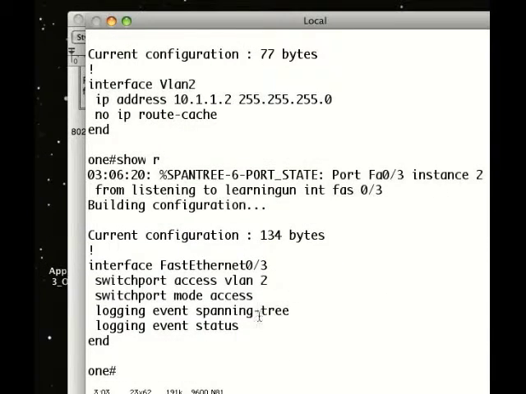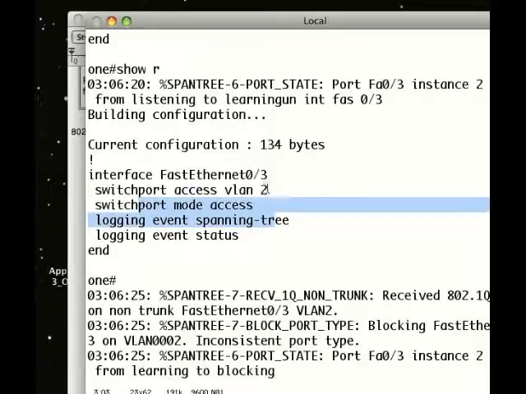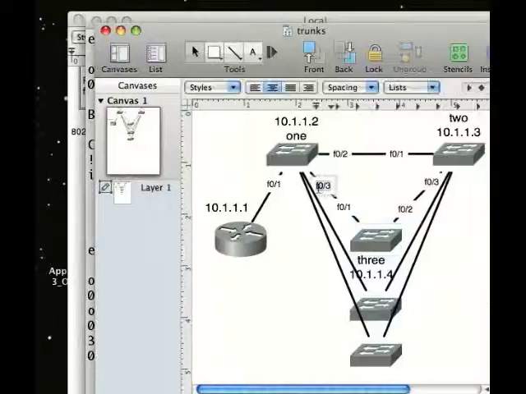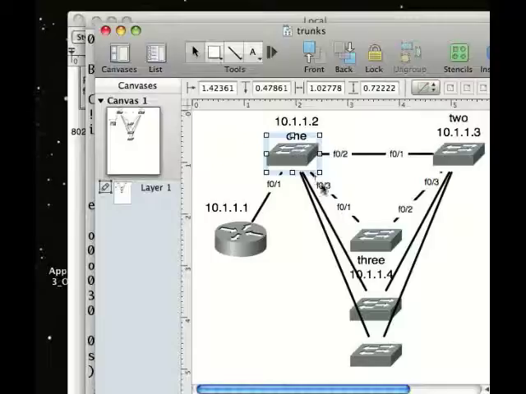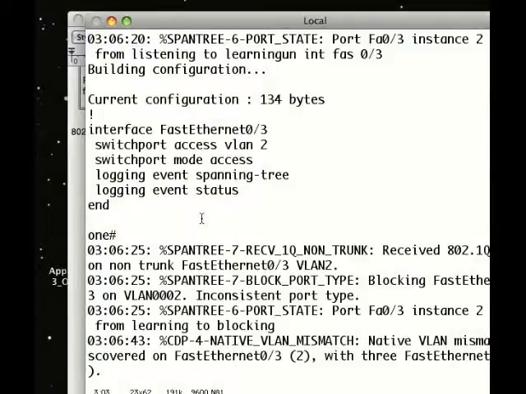Okay, so I'm back to having my native VLAN. I'm back to having fast Ethernet 0/3 being on VLAN 2, and the IP address is the IP address that should be on VLAN 1. Meanwhile, on switch 3, the trunk is in mode on, so it's going to be trunking whether we like it or not, and its native VLAN is 1. So unencapsulated traffic will go out. VLAN 2 traffic will go out unencapsulated on my port, and unencapsulated traffic going in on that port will be interpreted as VLAN 1 traffic, and let's see what happens.